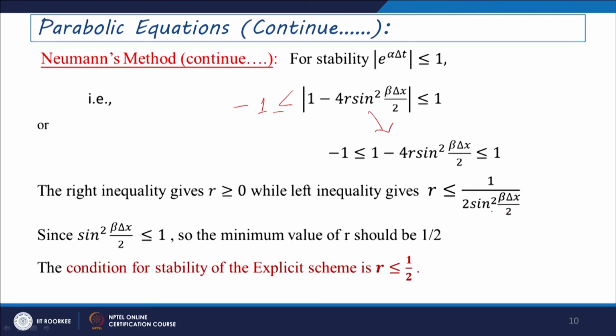Since sin²(βΔx/2) is less than or equal to 1, the maximum value of r should be half. This implies that the condition for stability of the explicit scheme is r less than or equal to half. This restriction we have to follow whenever we apply these explicit schemes.